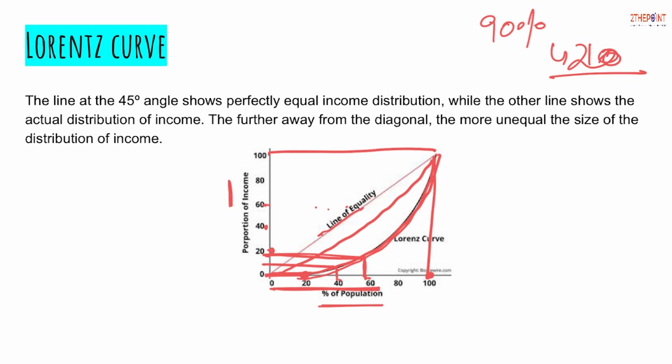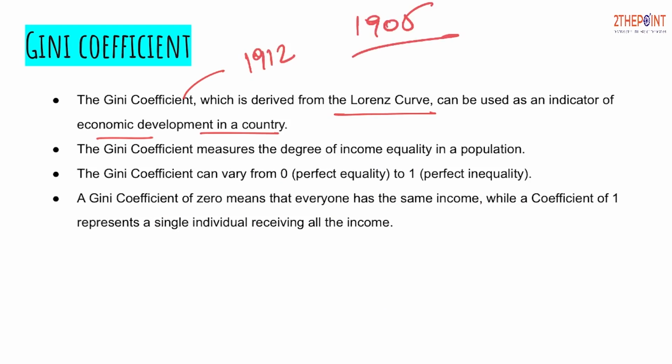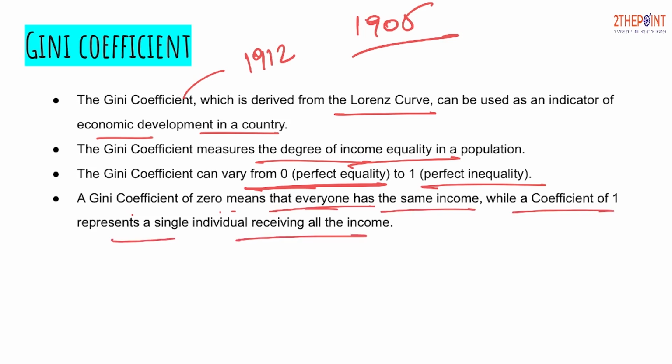Moving on to the Gini coefficient. The Gini coefficient, which is derived from the Lorenz curve, can be used as an indicator of economic development in a country. It was developed in 1912, whereas the Lorenz curve was developed in 1905. It tells the degree of income inequality in a population, and it varies from 0, perfect equality, to 1, perfect inequality. A Gini coefficient of 0 means everyone has the same income, while a coefficient of 1 represents a single individual receiving all the income.